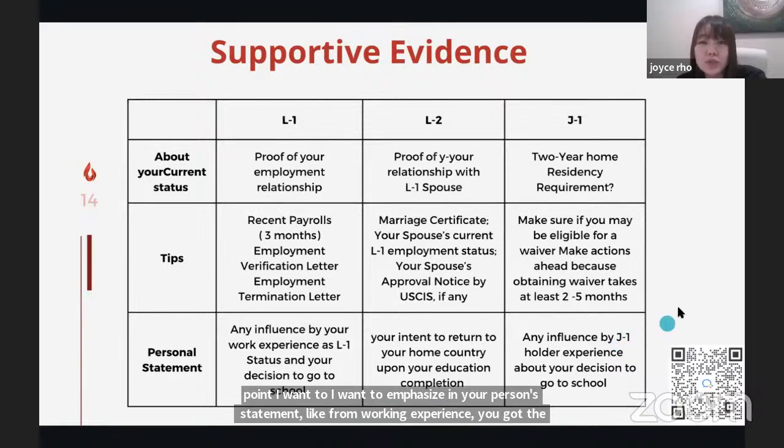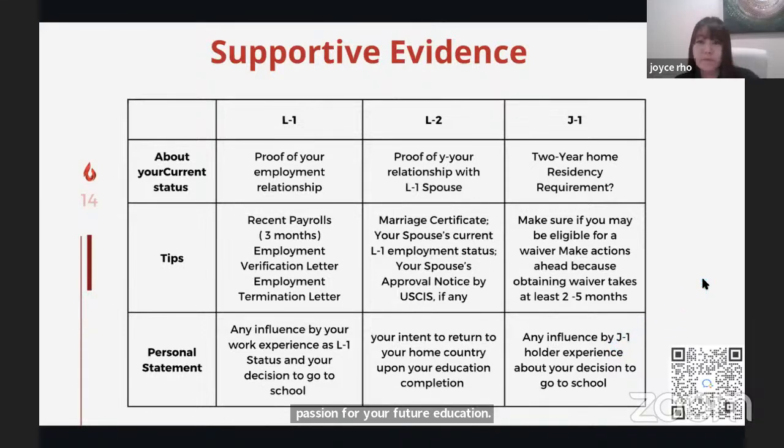And then L-2, the spouse of the L-1 visa holder. Again, similar to H-4 status, you have to show that you're maintaining a relationship with your L-1 spouse. A marriage certificate is necessary, and you have to show that your spouse, the L-1 visa holder, has a valid employment relationship with the L-1 visa employer. So the tips for the documents and personal statement are quite similar.